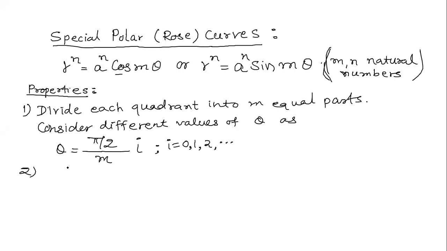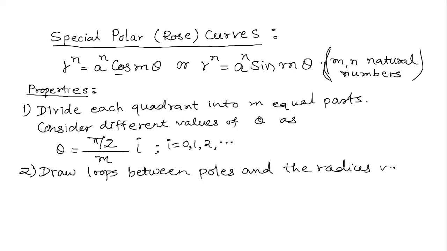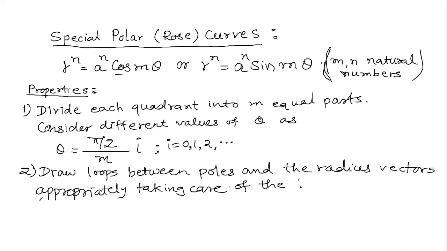what we have to do. Again, you have to study the properties properly and accordingly draw loops between the pole and the radius vectors appropriately, taking care of the tangents.